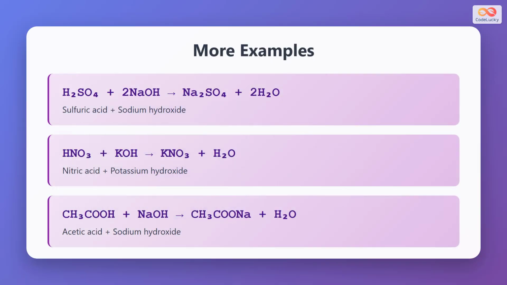Let's explore more examples to strengthen our understanding. Sulfuric acid plus sodium hydroxide produces sodium sulfate plus water. Notice that 2 molecules of sodium hydroxide are needed to neutralize 1 molecule of sulfuric acid. Nitric acid plus potassium hydroxide yields potassium nitrate plus water. And acetic acid, which is found in vinegar, plus sodium hydroxide produces sodium acetate plus water. Each reaction follows the same pattern. Acid plus base gives salt plus water.